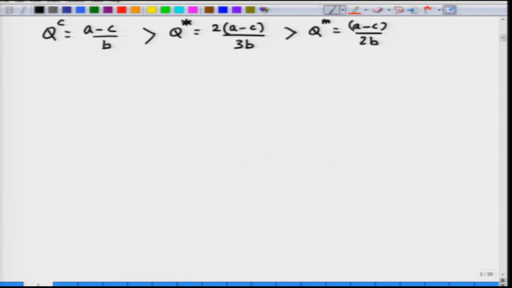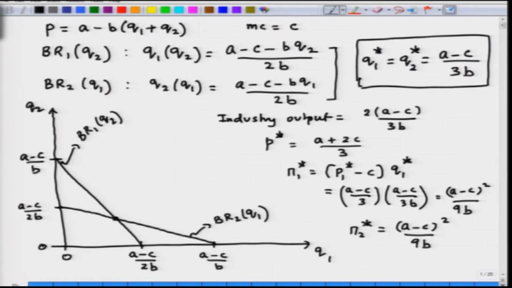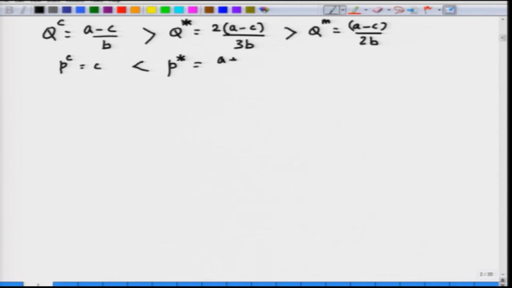Now, because the competitive market produces the maximum total output, the competitive price, which is equal to marginal cost, is less than the price under Cournot, which we just computed as (A + 2C)/3, which is less than the monopoly price. The monopoly price is (A + C)/2, right.